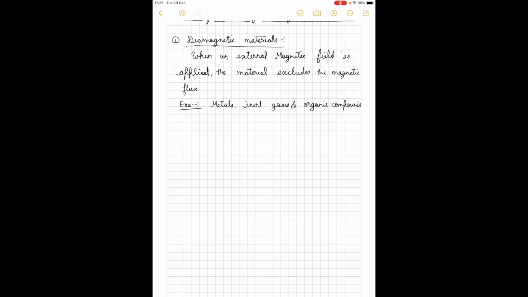So I can just state that diamagnetism comes from the orbital motion of the electron.